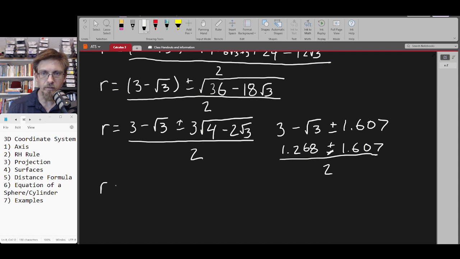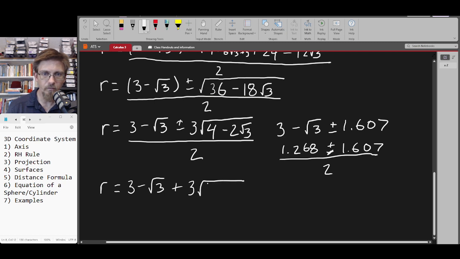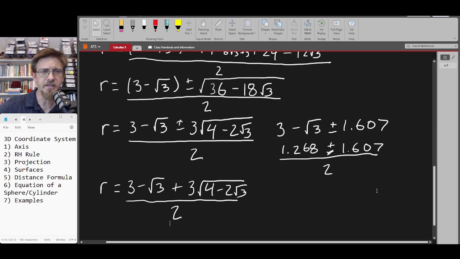So our final r value is 3 minus rad 3 plus 3 rad 4 minus 2 rad 3, all over 2. So hopefully I didn't make any arithmetic mistakes there, but that is the final answer there. And fill that into your spherical equation, and you'll be good.